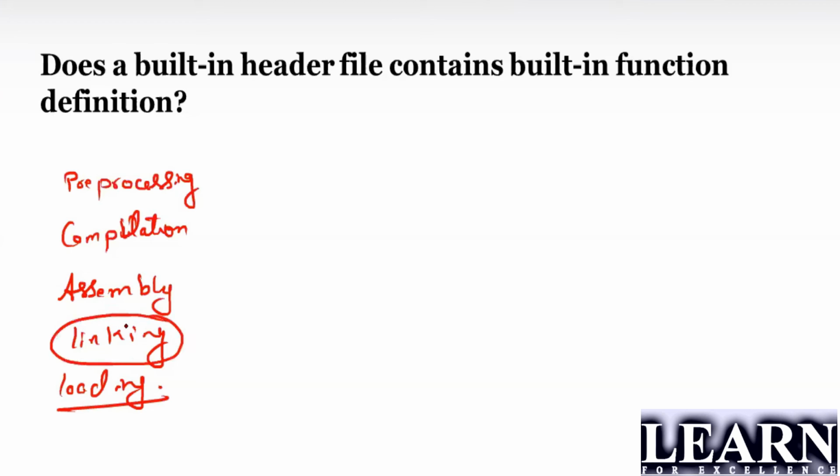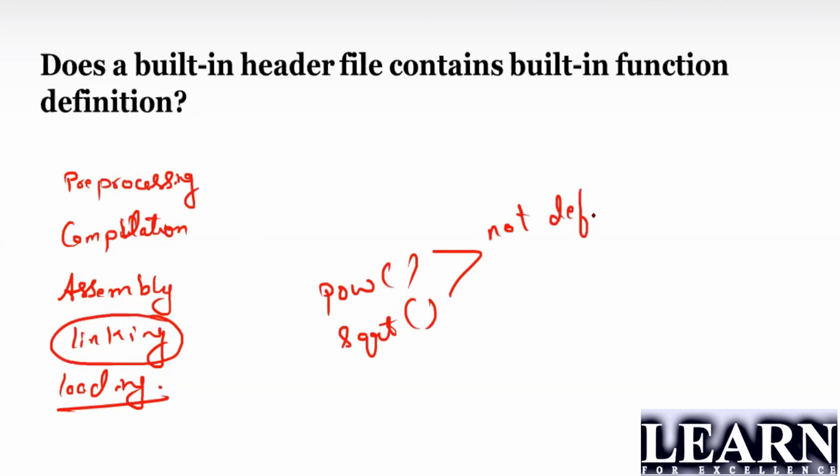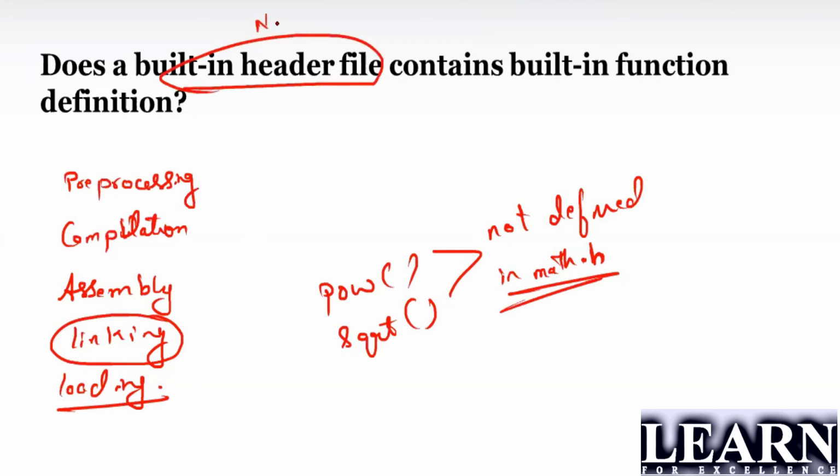Now, please understand, if you are going to have a power method or a square root method, these are not defined in math.h. This is shocking news, I think. It is not defined in the header file. Now, if it is not defined, then whenever you call a function, how are you going to get the answer?